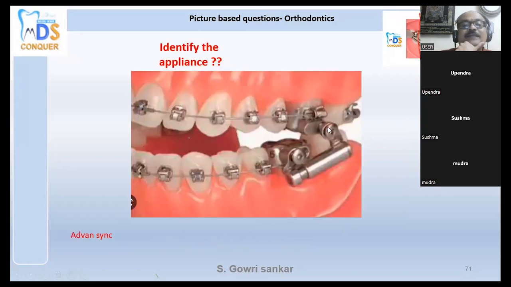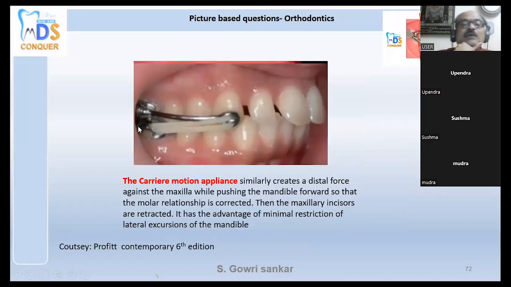In all these appliances, we are trying to push the mandible from back to front. The force is generated at the back and pushes the mandible forward. But if you observe the carrier, we are pulling the mandible forward from an anchor point situated in the anterior region, okay? Is it clear? This is the only difference.